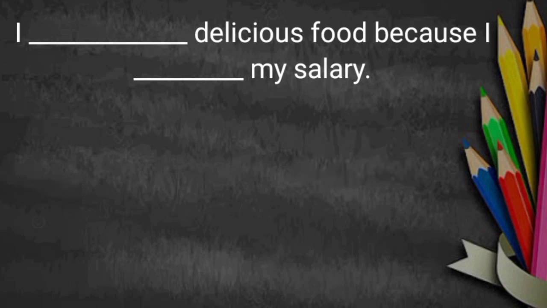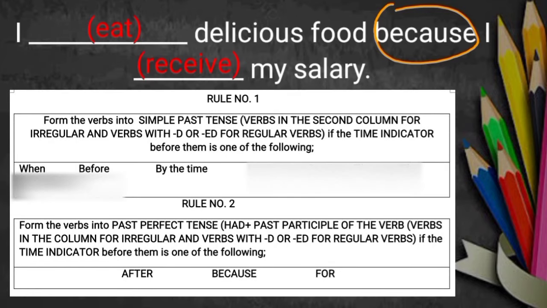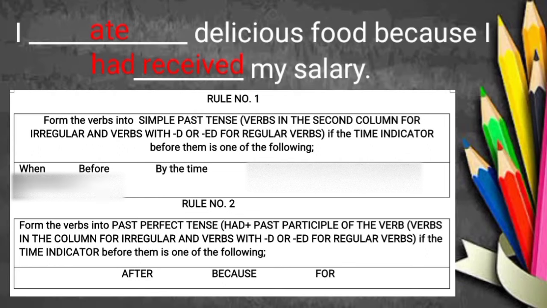Let's have another example. "I eat delicious food because I receive my salary." The time indicator present in the sentence is because, and that is under rule number 2. Rule number 2 says form the verb written before the time indicators after, because, and for into past perfect tense. Regular verb receive will become had received, and automatically the remaining verb, which is the irregular verb eat, should be formed into its simple past tense, which is ate. Then we'll have "I ate delicious food because I had received my salary."